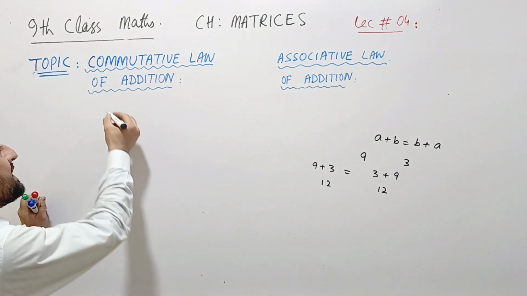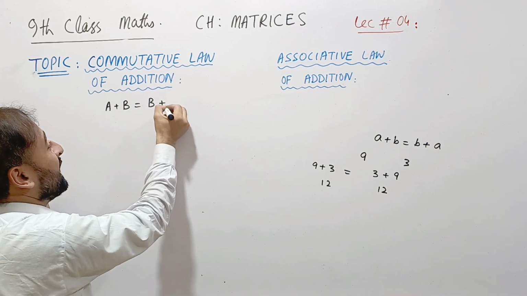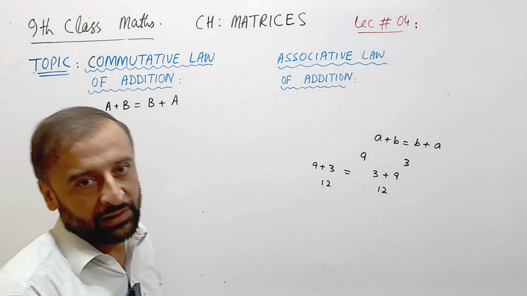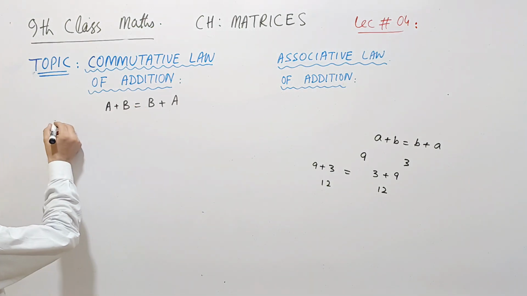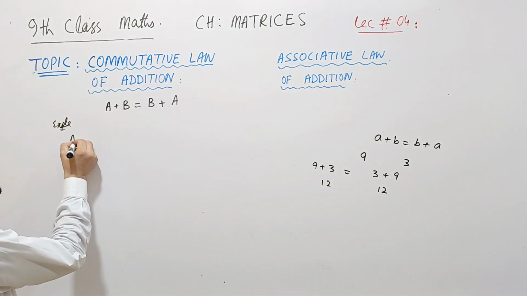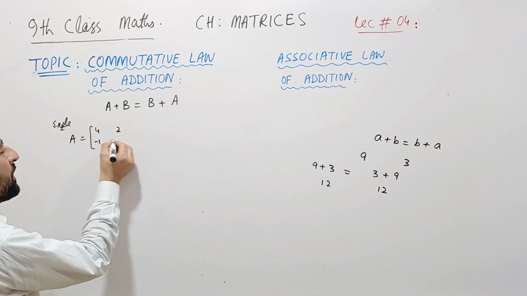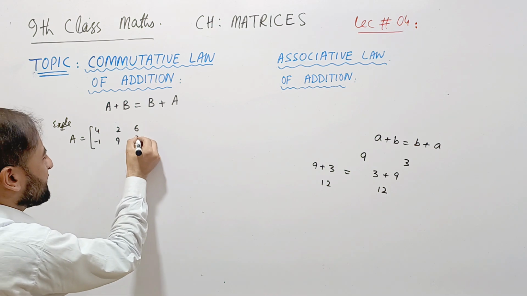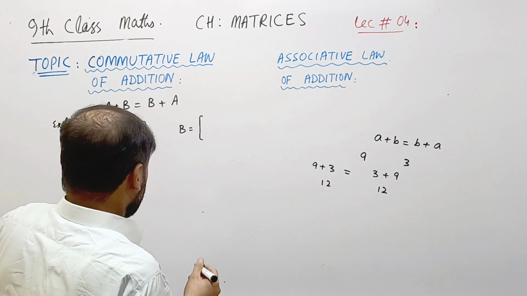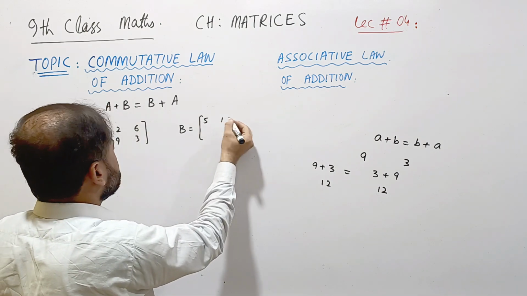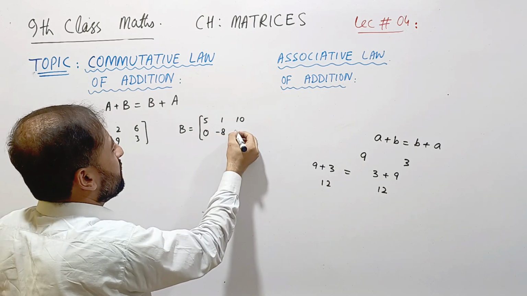Same is the case in matrices. Matrices A plus B will always be equal to B plus A if they are conformable for addition, the same sizes, but it doesn't matter which matrix you take first. For example, you are given these two matrices, 4, 2, minus 1, 9, 6, 3. Understand? This is another matrix: 5, 1, 10, 0, minus 8, minus 2.